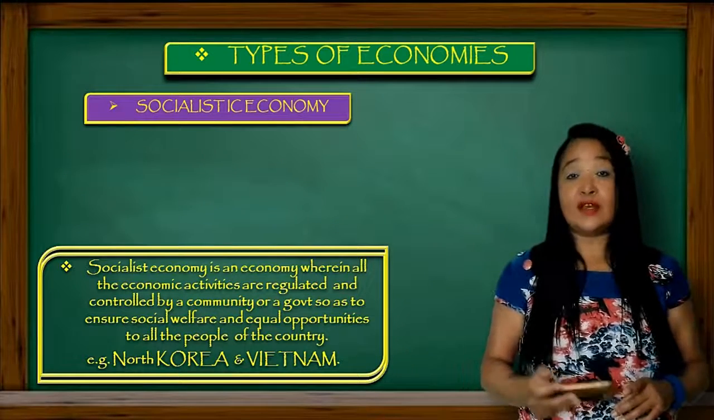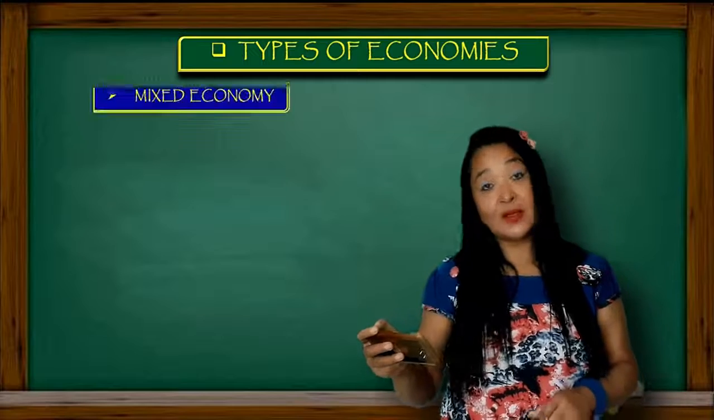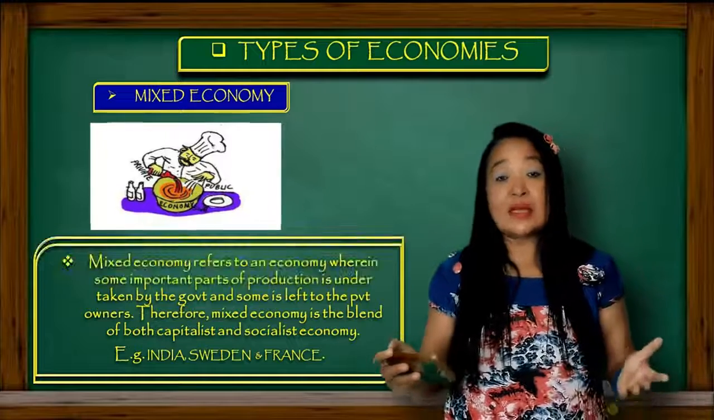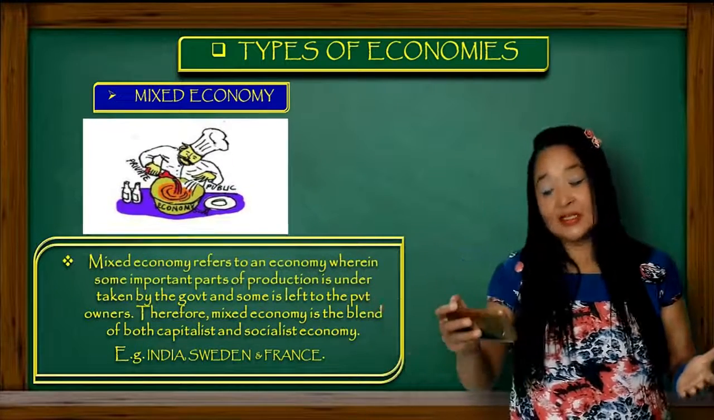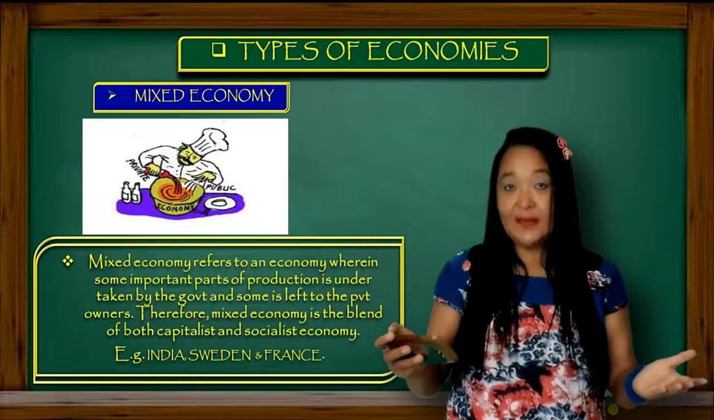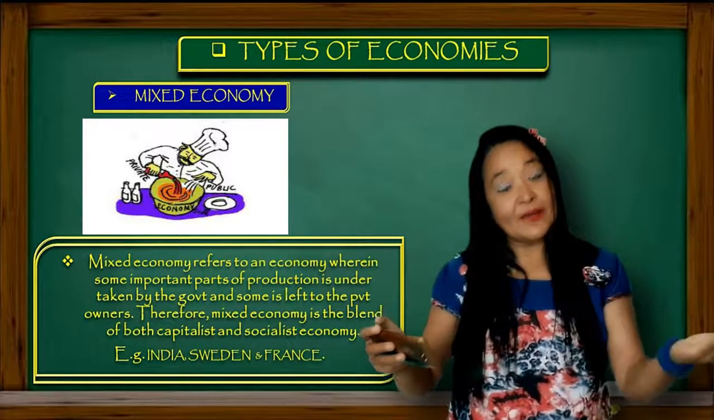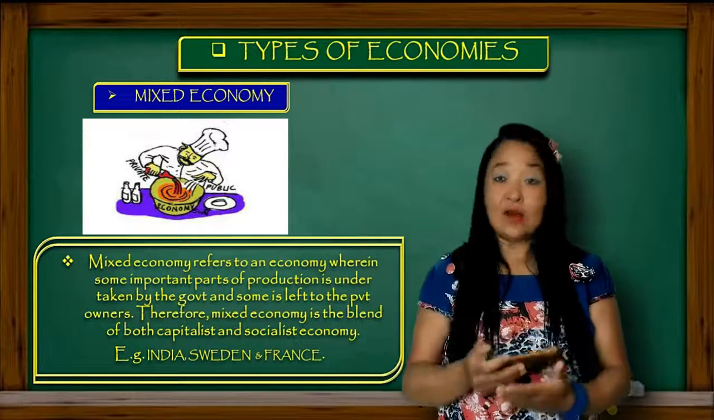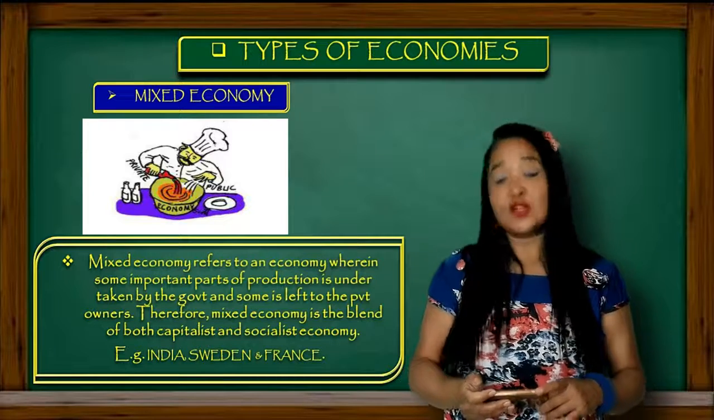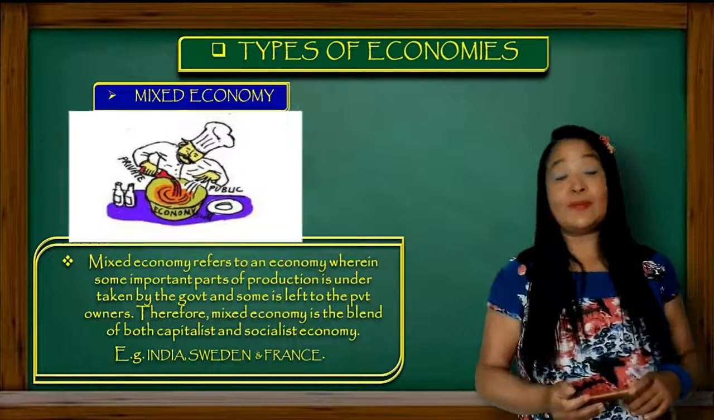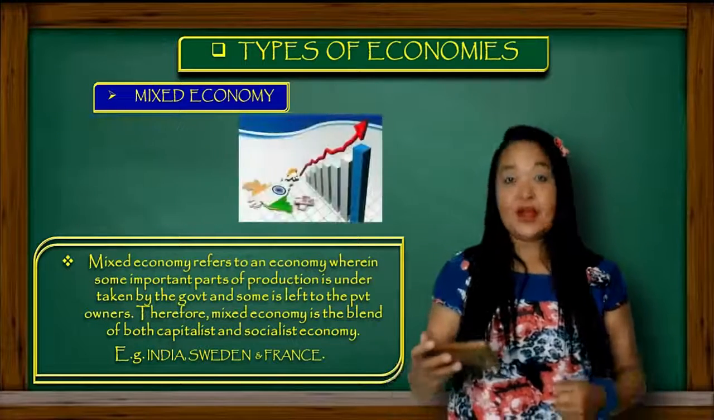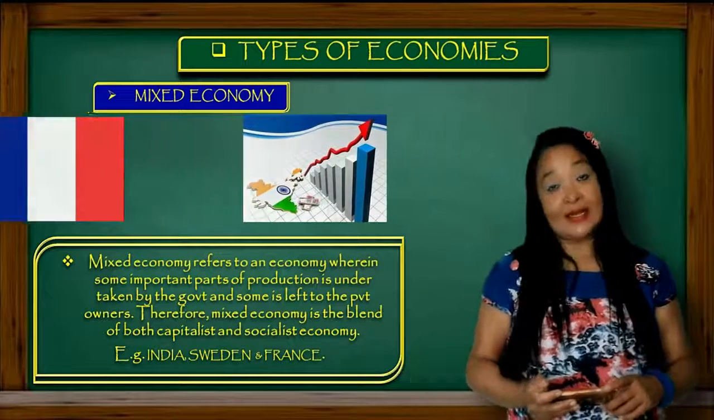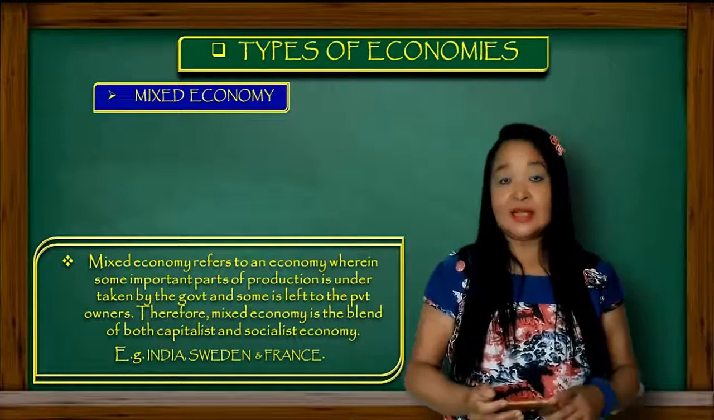Then we have the third kind of economy, and that is the mixed economy. What is a mixed economy? A mixed economy refers to an economy wherein some important parts of production are undertaken by the government, and some are left for private entrepreneurs. So basically a mixed economy is a blend of both capitalist and socialist economy. Very good examples of mixed economy are India, Sweden and France. These are some of the countries in the world where they practice a mixed type of economy.